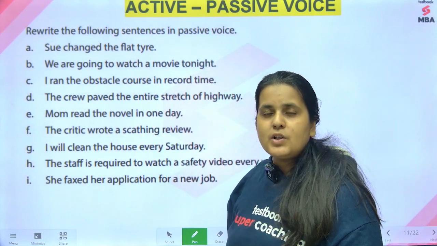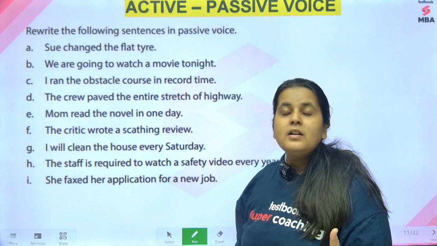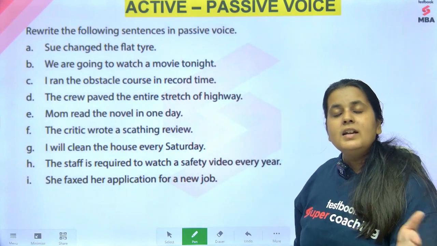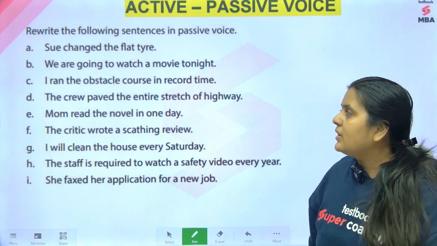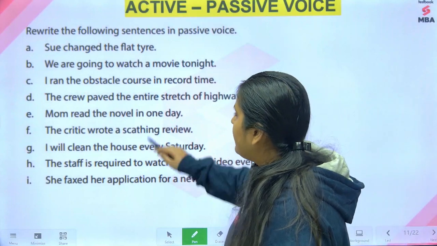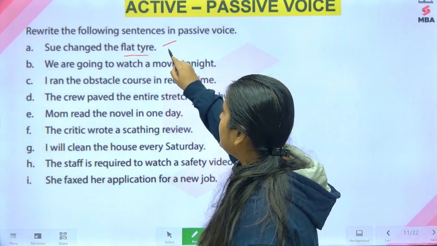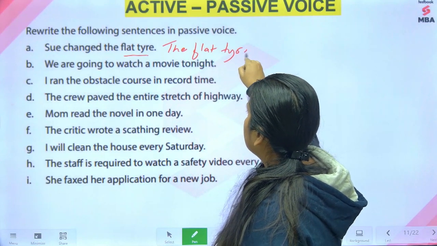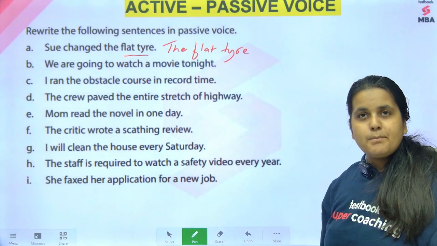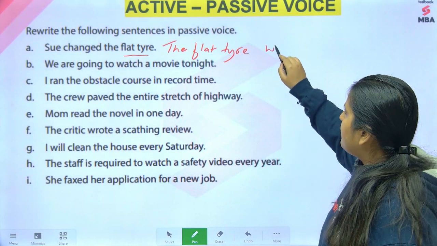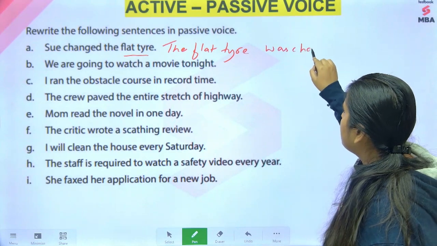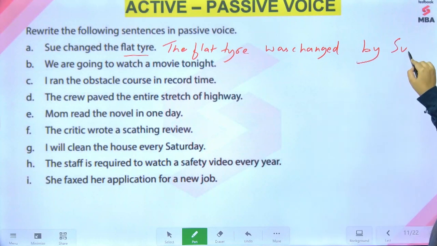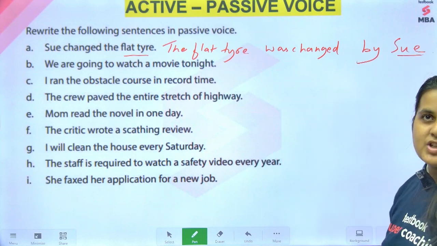So if you're watching this recording, you can pause the recording here. You can try out the sentences. Then you can again play the recording and see my solutions for them. Okay. Sue changed the flat tire. तो पहले ऑब्जेक्ट आएगा. So what will you say? The flat tire. Okay, now changed, simple past hai, so it will become was changed by Sue. Okay, by, and then we put the subject.